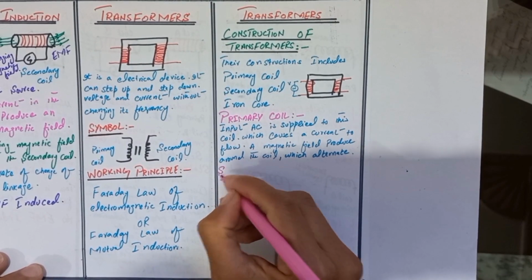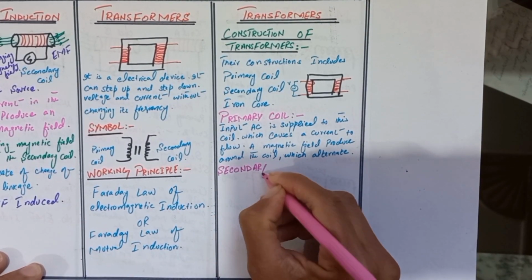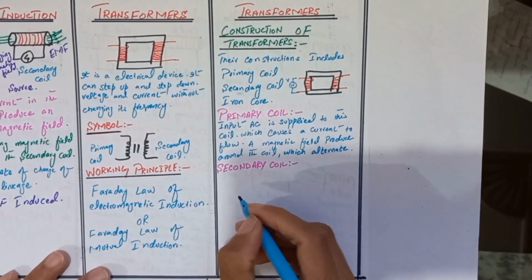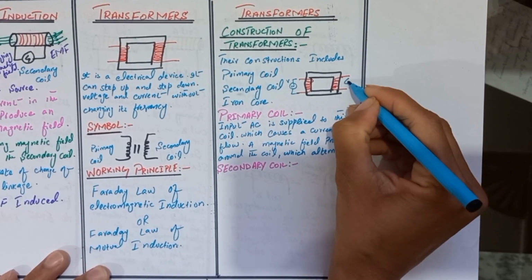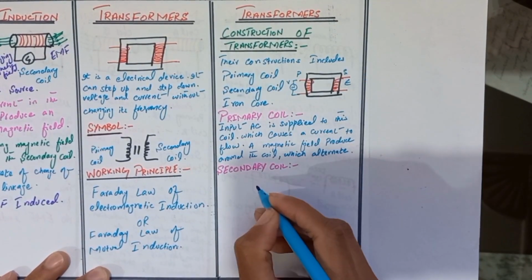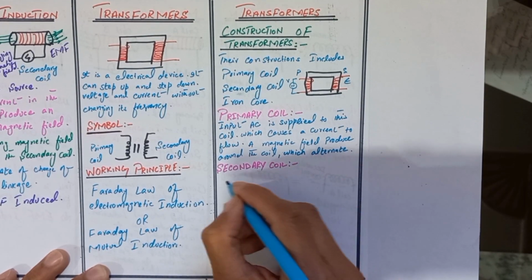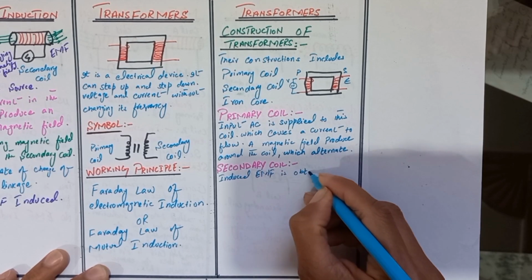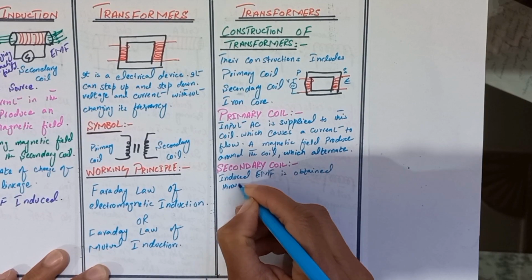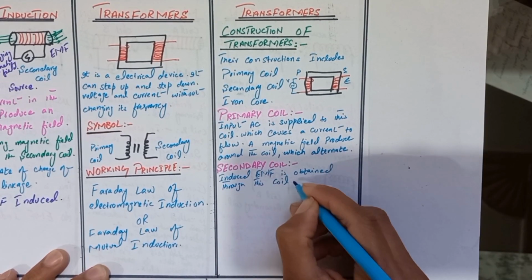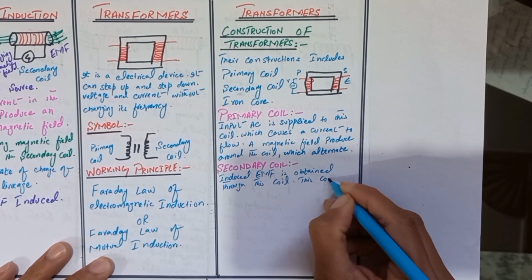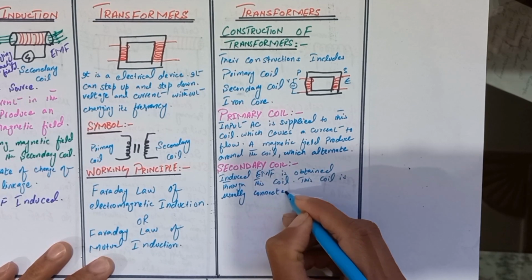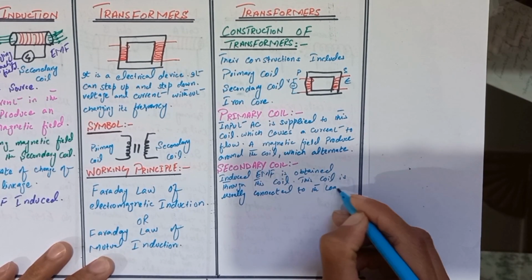Now we discuss the secondary coil. This is the secondary coil where we get the induced EMF. This is the primary coil and this is the secondary coil. So here we write about the secondary coil: induced EMF is obtained through this coil. This coil is usually connected to the load.